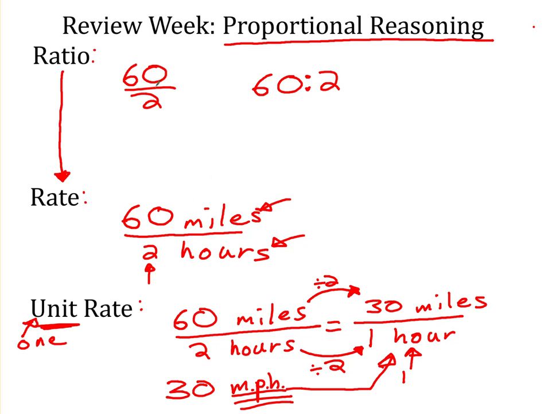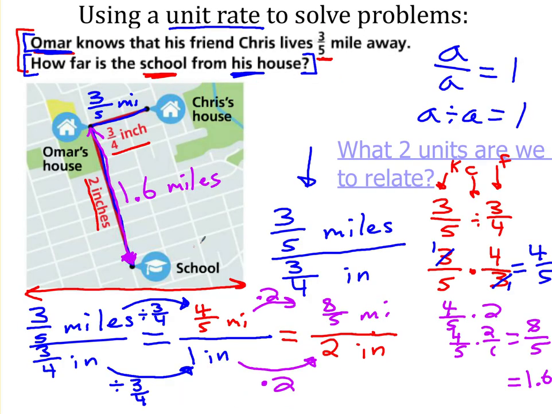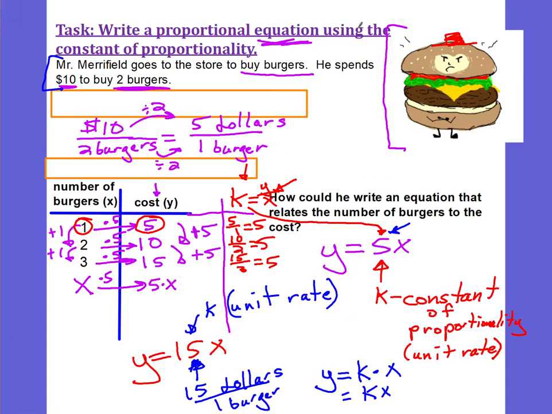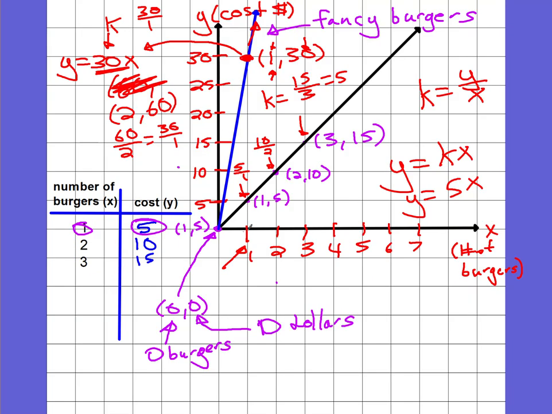So to review, you've got your definitions. What's the ratio? What's the rate? What's the unit rate? You've got an example of how to use a unit rate in a story problem to solve it. We've got how to make a proportional equation and also graph it. And with our blue line, we also know how to work backwards.